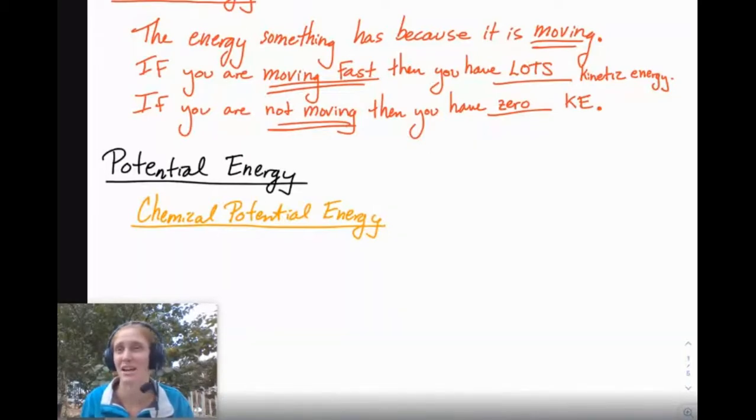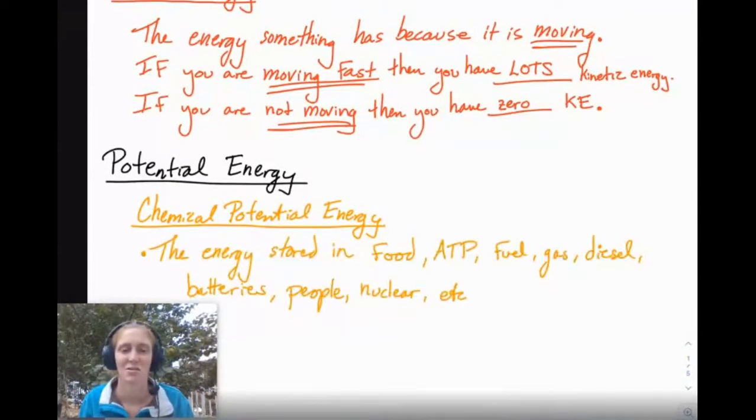If you've taken biology, ATP is a form of energy. You could have batteries that have chemical potential energy in them. All of those would be good examples. So chemical potential energy is the energy stored in food, ATP, fuel, gas, diesel, batteries, people, nuclear, all that kind of stuff. Kind of throw it all in one pile of chemical.